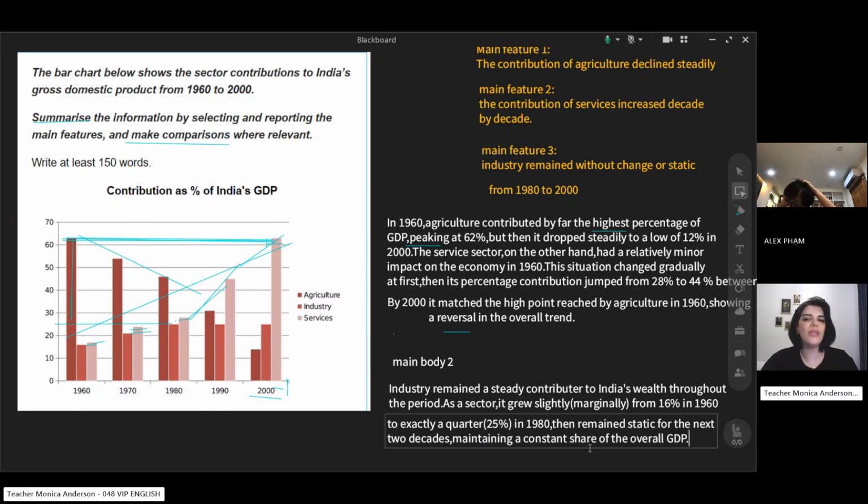If you want, you can omit this last line. But as you can see, there is no change, so we don't have any changes, especially in the last 3 decades. So of course, you can say that it can be considered a constant share sector of the overall trend. This is the way that we write our main paragraph 2.